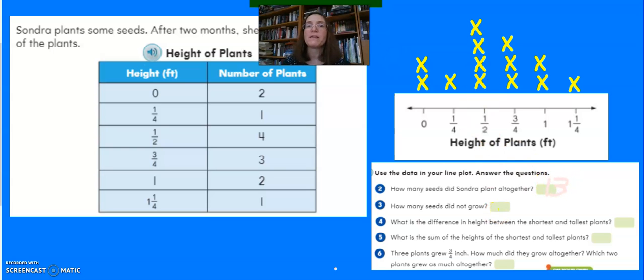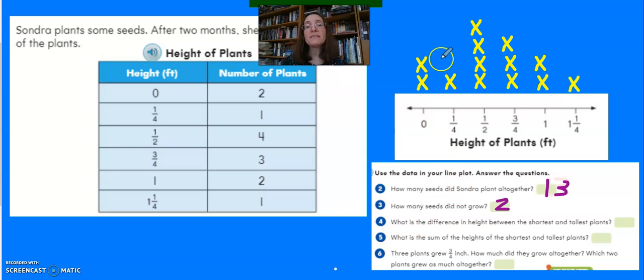Wow, that's really not a good color, Miss Foster. Pick something darker, why don't you? Let's do purple. Aha, there we go. How many seeds did not grow? Well, if the height of the plant is 0 inches, I don't think they grew, so I'm going to put down 2 for that. What is the difference in height between the shortest and tallest plants?